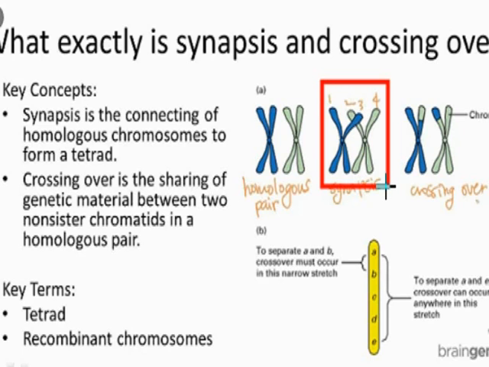What is crossing over? They can ask you about synapsis, tetrad, chiasma, or recombinant chromatids. They can twist and turn the question, but the answer is the same. These are different terminologies of the same process. The phenomenon is the same, but the names and terminologies are a little different. So crossing over is the sharing of genetic material between two non-sister chromatids in a homologous pair. Now you get the definition of crossing over. Now key terms are tetrad and recombinant chromosomes.